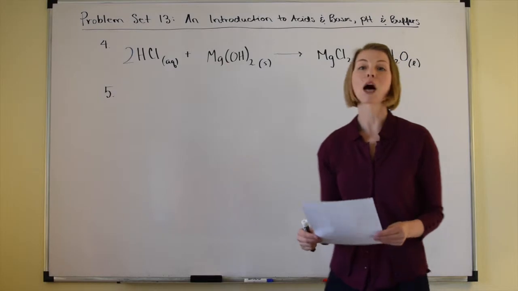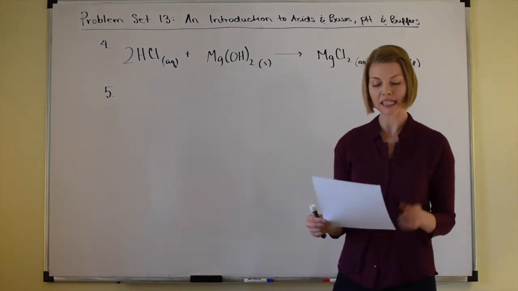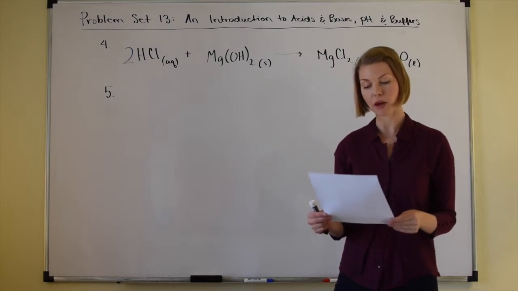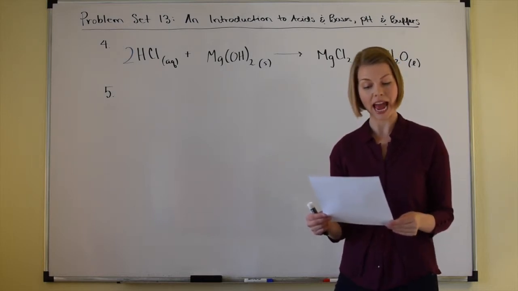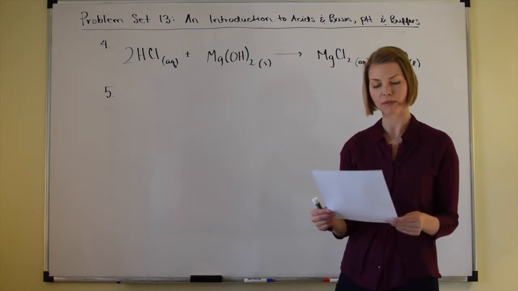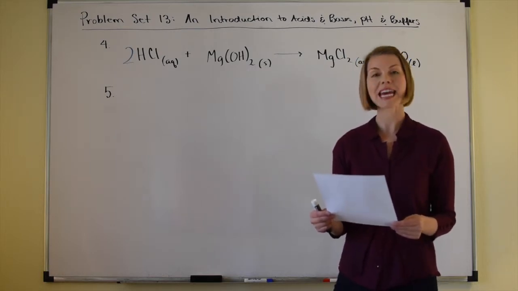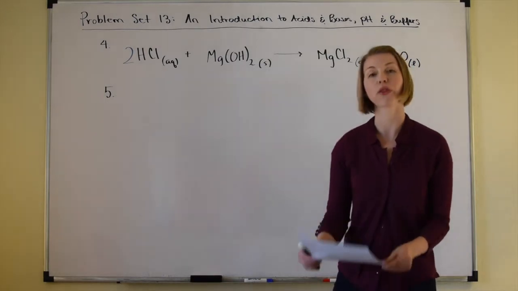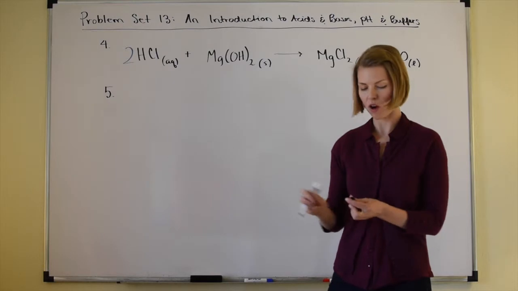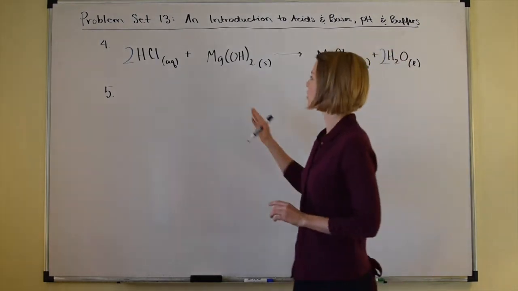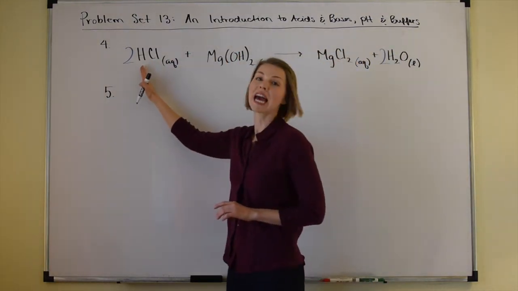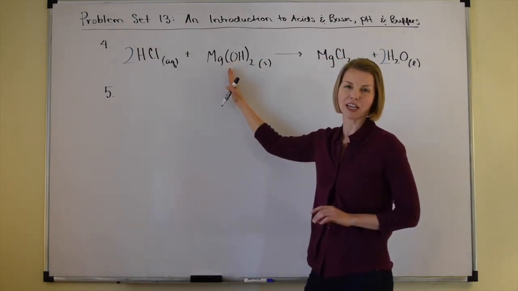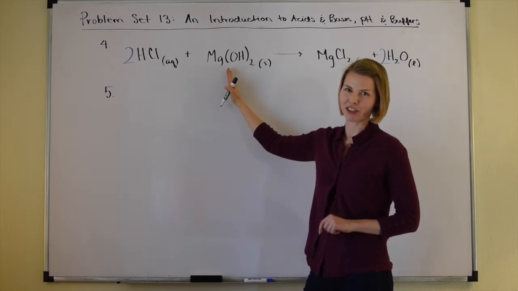Okay. Number 5. Stomach acid is about 0.1 molar hydrochloric acid. How many milliliters of stomach acid will completely react with an antacid that has 500 milligrams of magnesium hydroxide? Hint, use your equation from number 4 and round your final answer to 3 sig figs. Okay, so we are trying to figure out how much hydrochloric acid is going to react with a given quantity of magnesium hydroxide. This is stoichiometry.